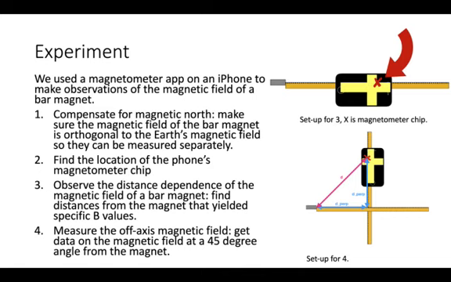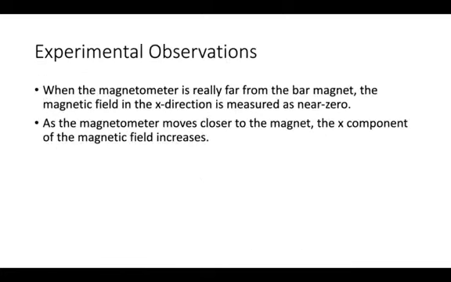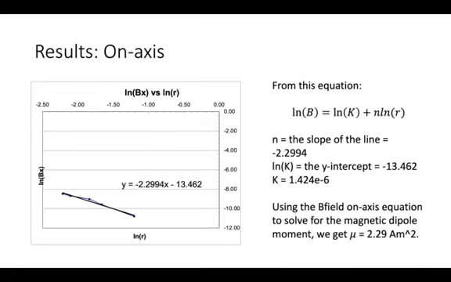We found distances from the magnet that yielded specific B values, and this is shown in the figure on the top right. Finally, we measured the off-axis magnetic field. We got data on the magnetic field at a 45-degree angle from the magnet, and this is shown on the bottom right. When the magnetometer is really far from the bar magnet, the magnetic field in the x direction is measured as near zero. And as the magnetometer moves closer to the magnet, the x component of the magnetic field increases.